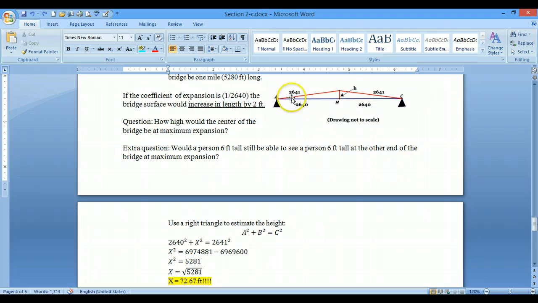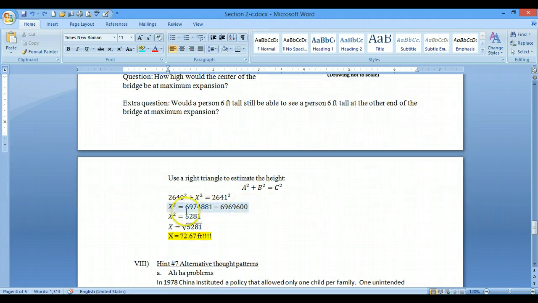Using our Pythagorean theorem, we'll have one leg, 2,640 feet squared, plus the height squared will equal the hypotenuse squared, 2,641 feet squared. So I have that all plugged in down here. Now we want to solve for height, or x squared or h squared. When I square this, I get this number, and when I square 2,640, I get this number.